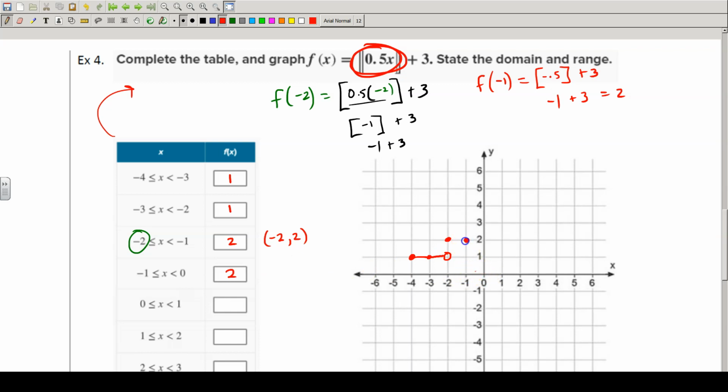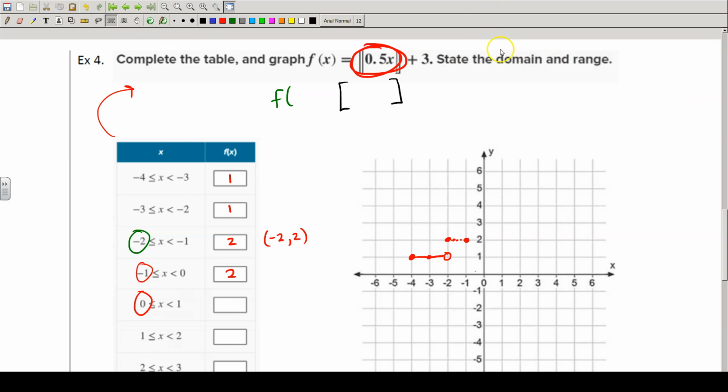So that's right here. And I'm making the assumption that if I plug in any points in between here, I'm going to get the same thing. Because if I take a half of any of these numbers in between, I'm going to have that round down function, which is always going to give me -1, -1, -1. And then I'm going to add 3, which will give me 2. All right, so then I go to the next endpoint here, and I go 0.